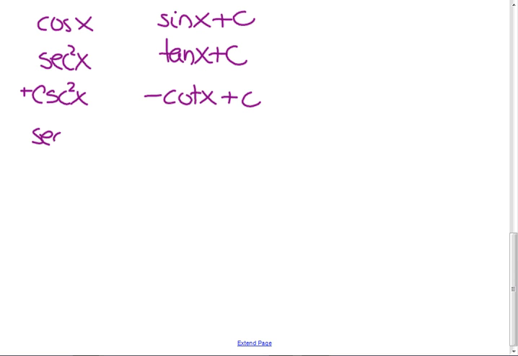What about secant tangent? This is what you have to get. When you do the u substitutions, you got to get one of these because I know what these are. These are the antiderivatives. What's this one? Secant of x.